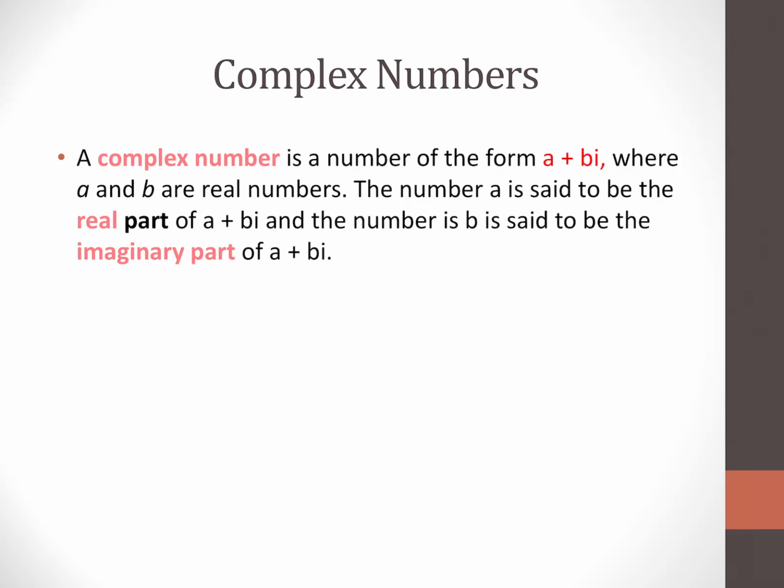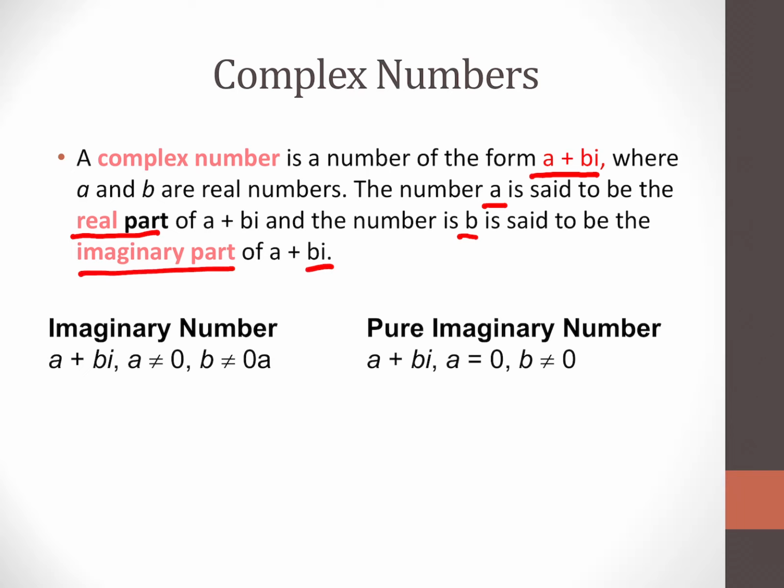So then we get into complex numbers. A complex number is the form a plus bi or a minus bi. a and b are real numbers. a is going to be the real part, and b is the imaginary part of our number because b is with the i. So when we deal with complex numbers, we have two different kinds. We can have a regular imaginary number where we have our a plus bi, where a and b are not 0. A pure imaginary number is a plus bi, where a equals 0. So a pure imaginary number would just be like 7i or -6i. It doesn't have any of the real part added or subtracted to it.